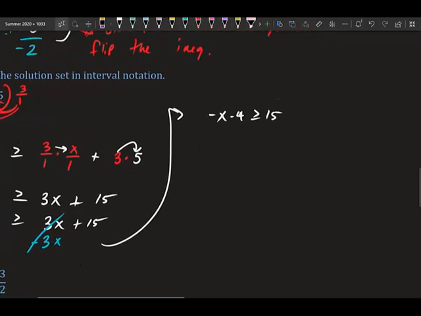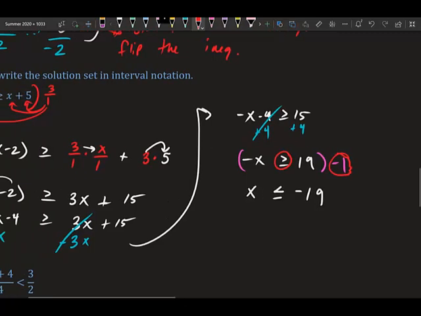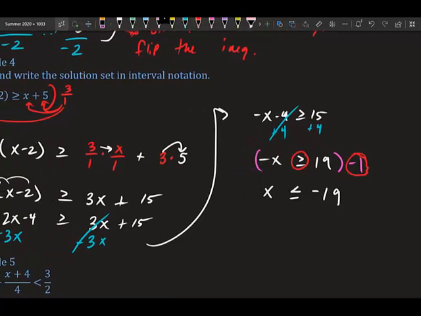All right, we need to add 4 to both sides. So when we do, we have negative x is greater than or equal to positive 19. Now we're not allowed to have that negative x, so we need to divide by negative 1. Or divide or multiply, it's the same thing with negative 1. So now we have x is less than or equal to negative 19. Now why did we have to switch the sign? Because we multiplied both sides by negative 1.